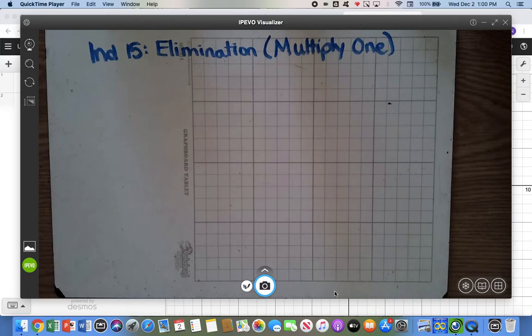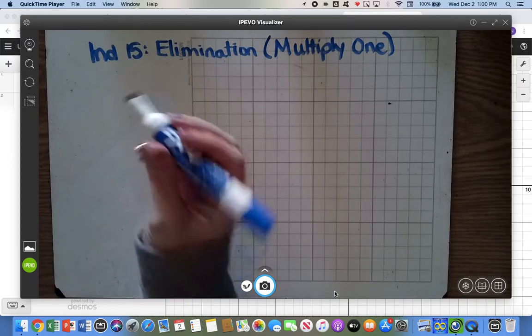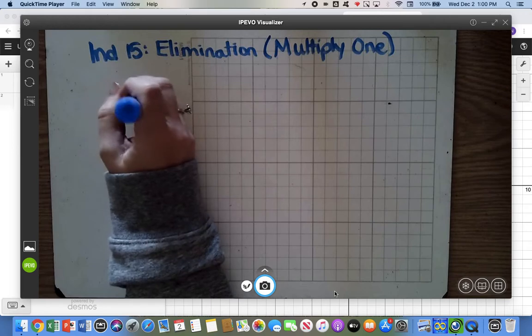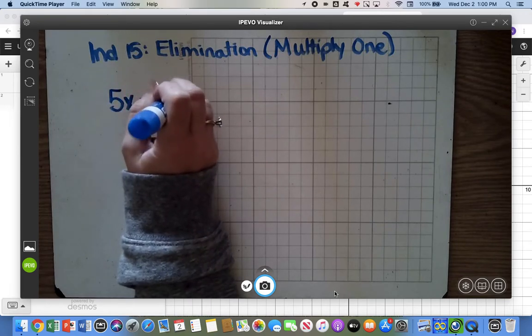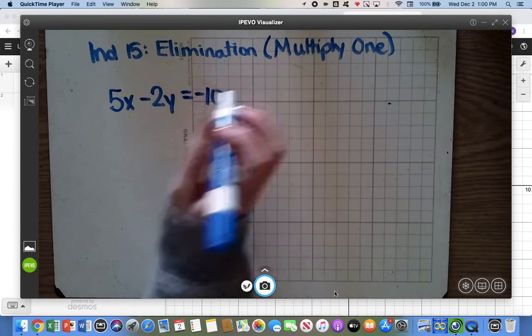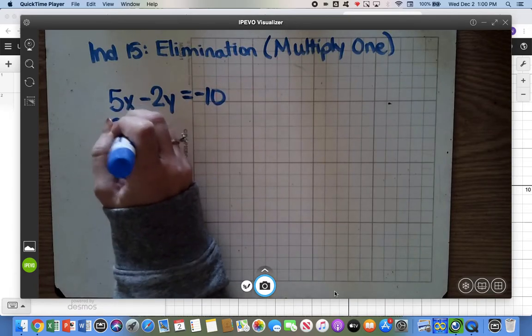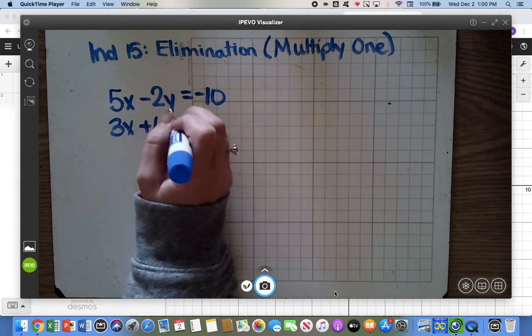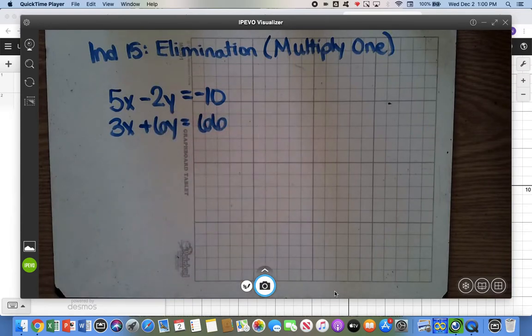So we are solving equations with elimination again today. However, we are going to see things today that aren't going to be able to eliminate right off the bat. We're going to have things that look like this. So we have an x term, a 5 and a 3 do not make 0 in any way, shape, or form, whether you add or subtract the numbers. Same thing with 2 and 6. And so we actually have to do a little bit of work in order to make these eliminate.